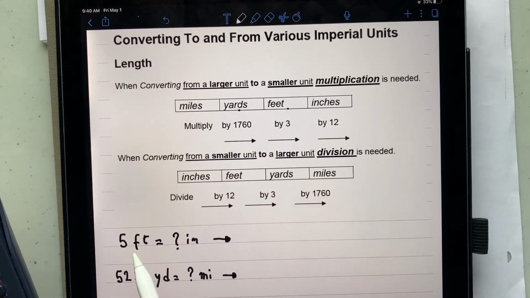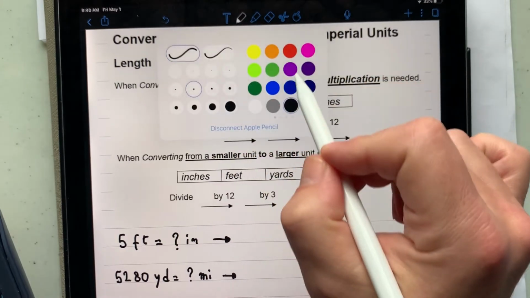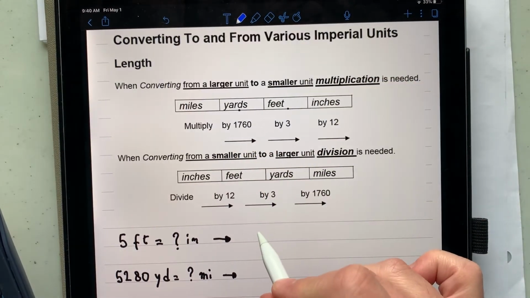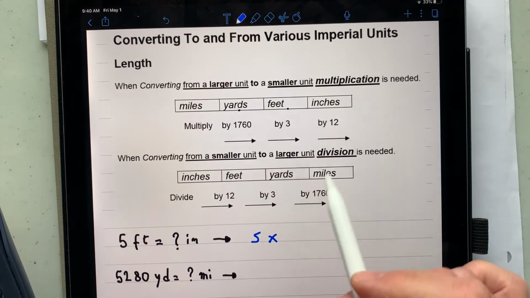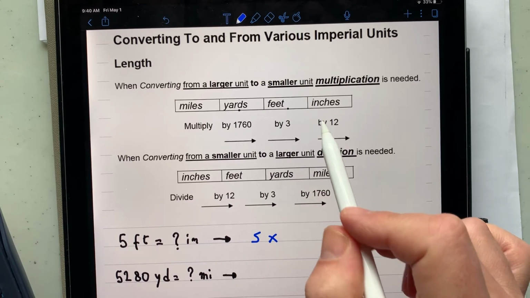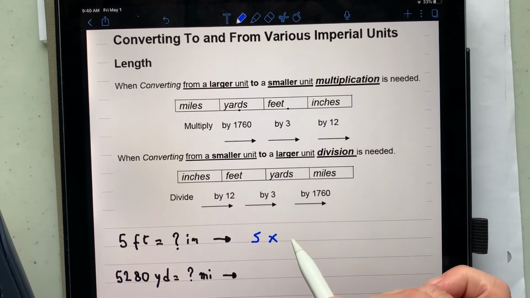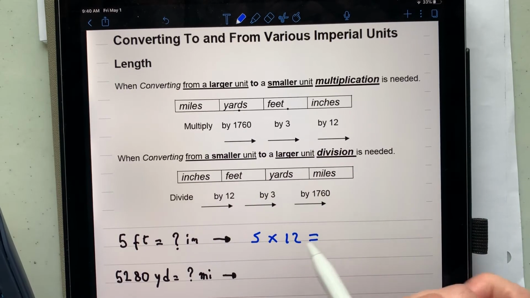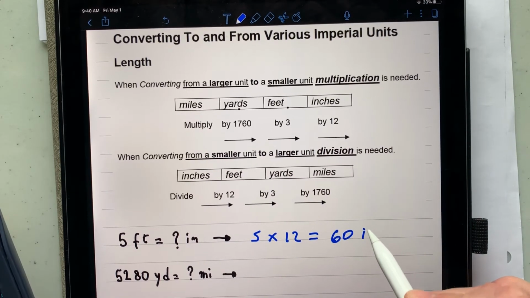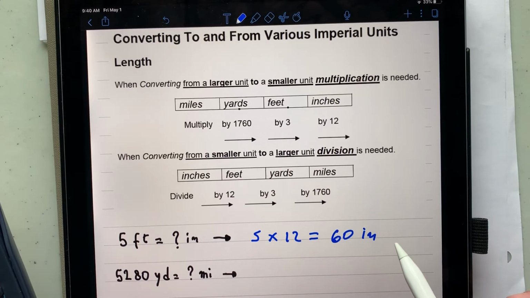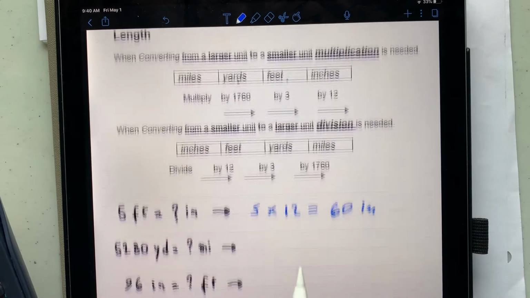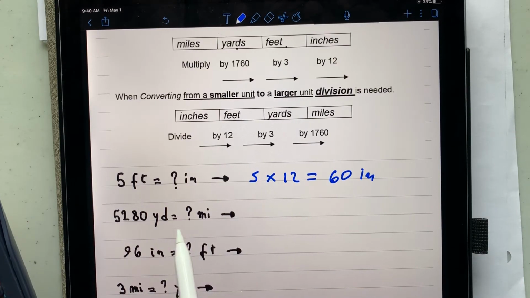So if I got 5 foot and I wanna go into inches, all right, which one's bigger? Well, feet is bigger, so there should be a lot of inches in a foot. So I need to multiply it. So I'm going to multiply 5 times something. Well, to go from feet to inches, I need to multiply by 12. 5 times 12 is 60 inches. Very good.